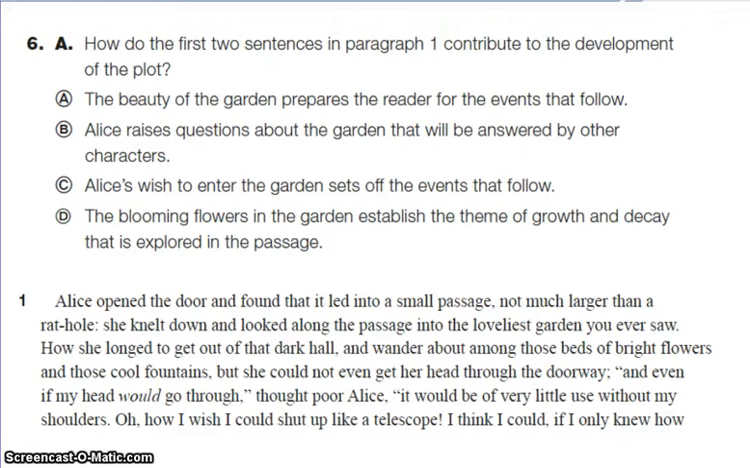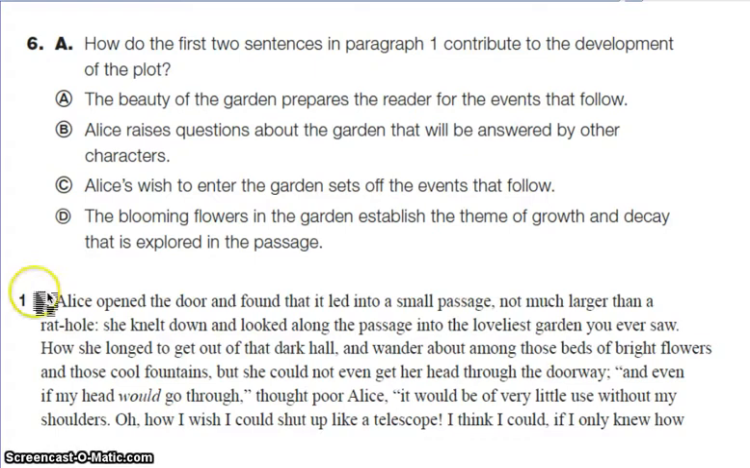And that's really what they mean when they ask you, how does something contribute? They really want you to think about the sequence of events and cause and effect, and how the story would be different if that event wasn't there.